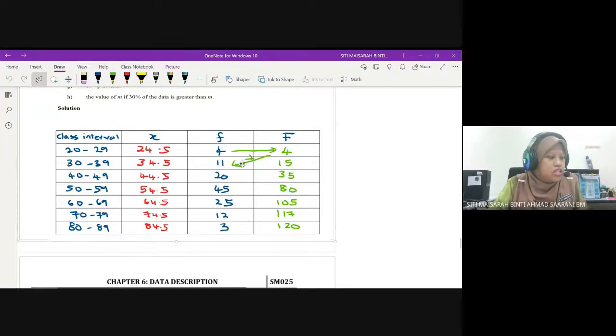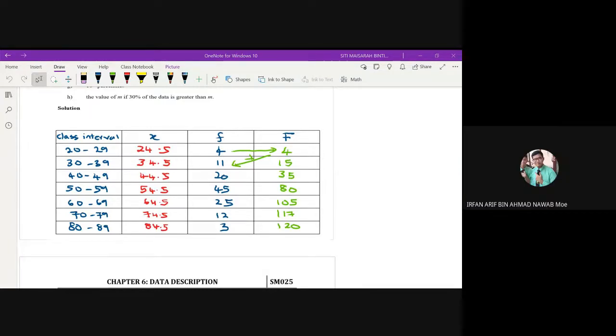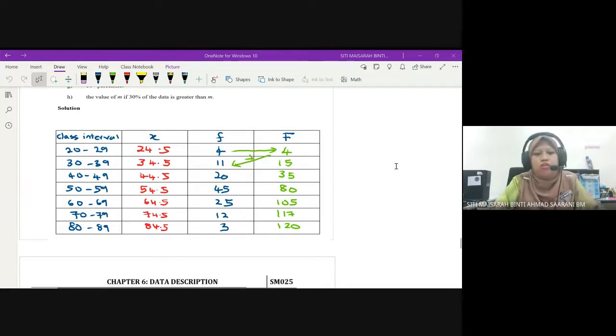So let's say we have here class interval 20 to 29. So this is 24.5. Now we have X and cumulative frequency. Have you made this table? Yes, madam. Alright. So now, the first question, we want to find the mean.